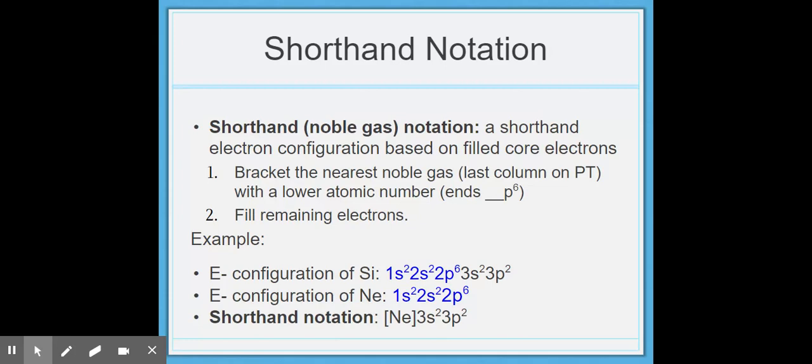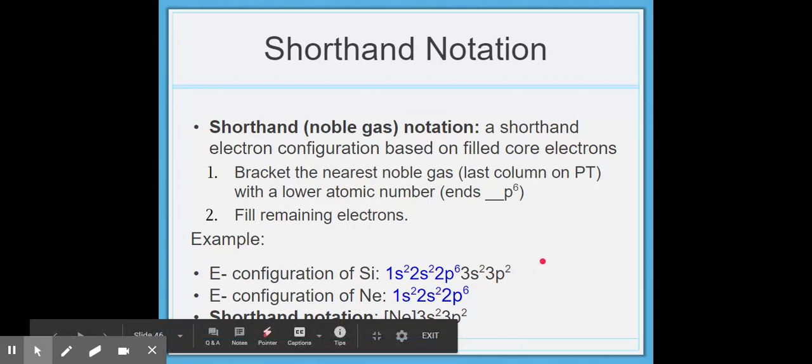All right, and so why it's a bit faster is because it uses the nearest noble gas. And so the noble gases are our last column on the periodic table. So what you do is you find the noble gas that is closest to whatever element you're looking for with a lower atomic number, and then you fill in the rest. So again, this is going to be a little bit hard to see without showing you the location. I'm going to show you the location in a second.